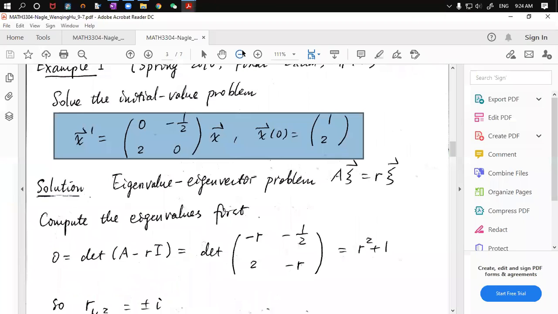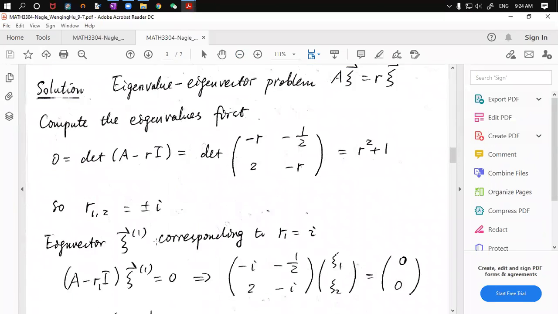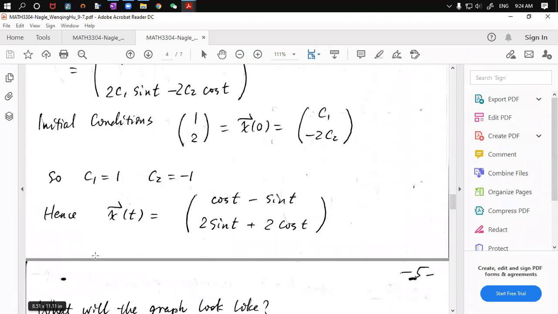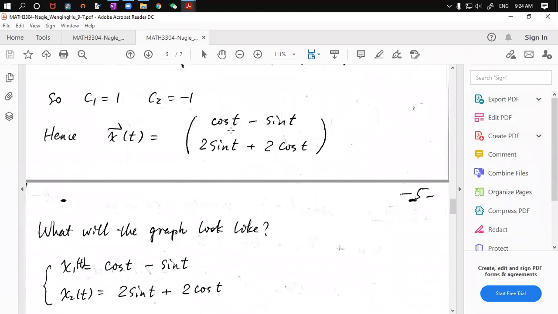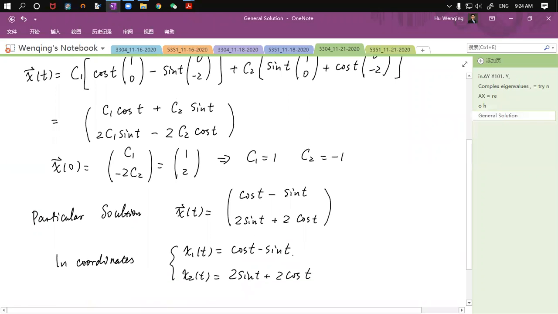Okay, so now let us come back to the solution. After all this procedure, we have found a solution of (cosine t minus sine t, 2 sine t plus 2 cosine t). So now we want to understand in terms of complex eigenvalues, right? What is the trajectory going to look like?